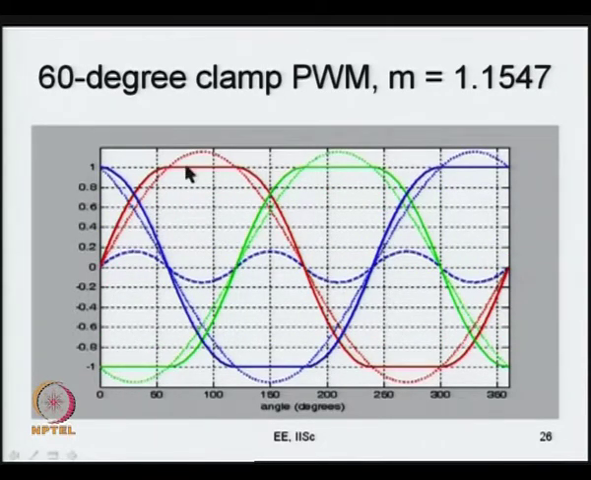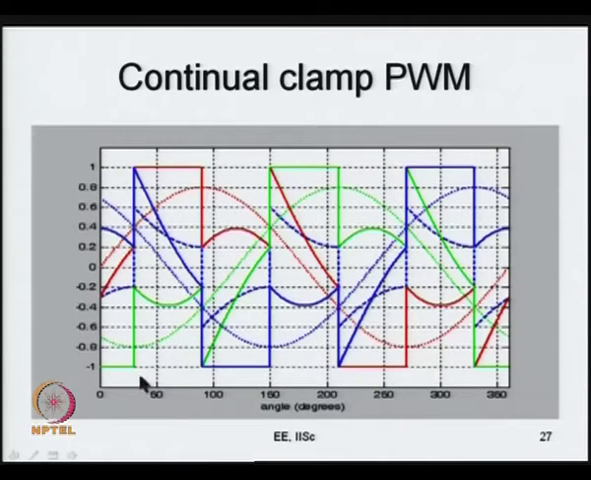With the same 60-degree clamping, you can go all the way up to 2 by root 3. Instead of 1, I am going up to 2 by root 3, the fundamental amplitude. Now you see that my common mode signal looks different, and if I add this common mode signal, this is the kind of modulating signal I get, and without going into over modulation or pulse dropping, I can get this 15% higher voltage here also. And besides that, there is a reduction in the switching loss, that is something that I am able to achieve now.